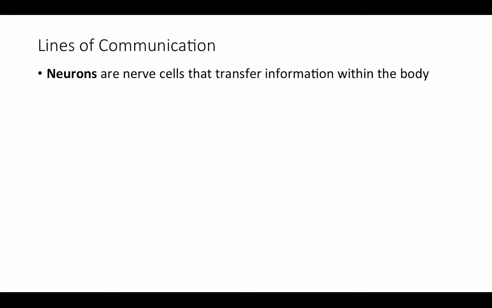So neurons are nerve cells that transfer information within the body. Don't get confused with the term nerve. A nerve is actually a bundle of neurons that travel together to similar destinations, but the neuron is the actual cell, the nerve cell.